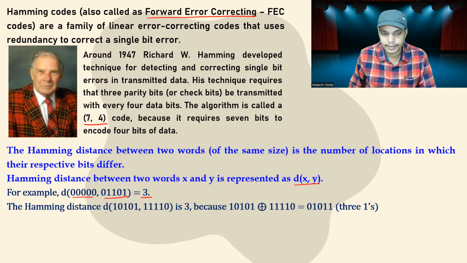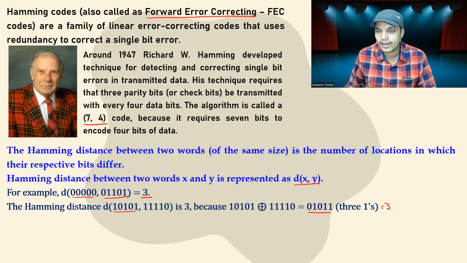So check out this example. I am given once again two code words, 10101 and 11110. Now, in order to find out the Hamming distance between these two code words, what I can simply do is perform an exclusive OR, and this is my answer, and then count the number of ones in this answer. You can see the number of ones is 3.